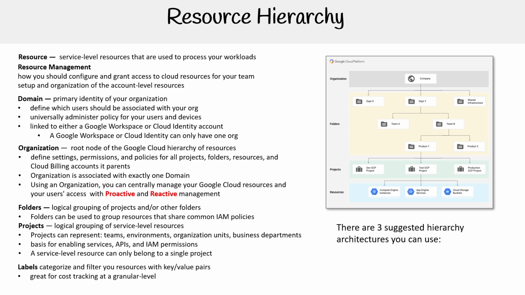There are three suggested hierarchy architectures that you can use. They might have more now, but again, these are just whatever. You just have to decide what you want. But we have environment-oriented, function-oriented, and granular access-oriented. We'll look at those separately in the next video, but there you go. I think there's a few things we didn't cover here, like organizational policies, but we'll cover those in separate slides, okay?